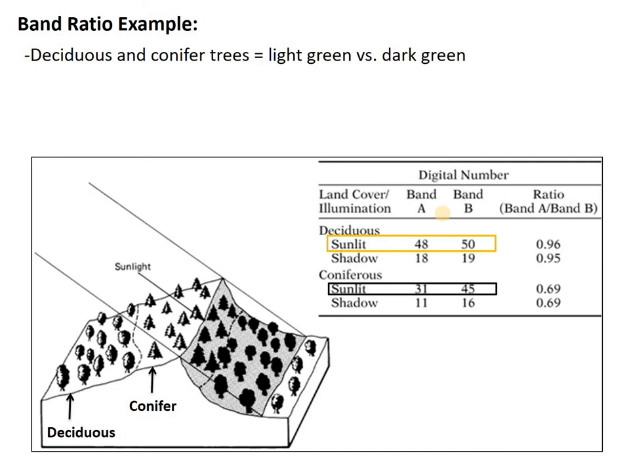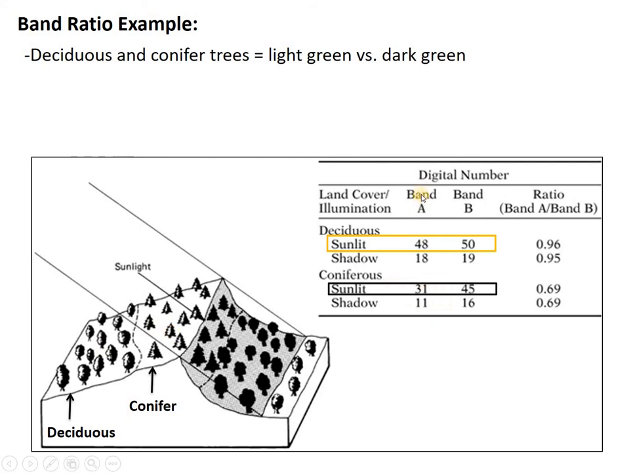So I want to give you a more detailed example now. Imagine we have a forest, right? The forest is made of deciduous trees and of conifers, pine trees. If these things are in the sun, you know right away that conifers are going to be darker, because they're darker trees, and deciduous trees are lighter.